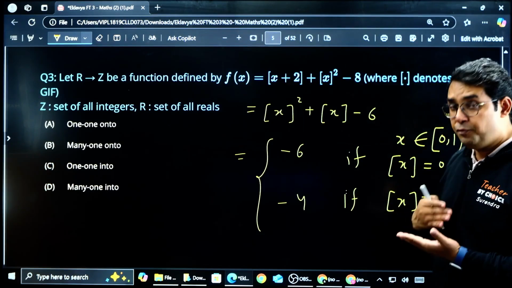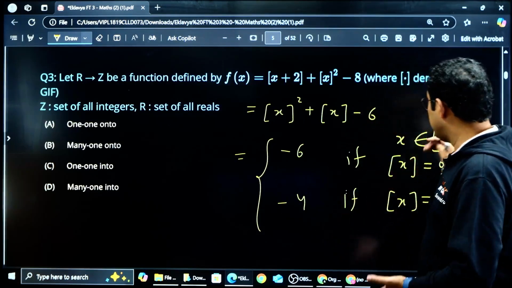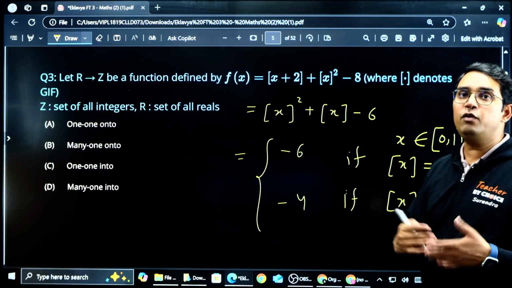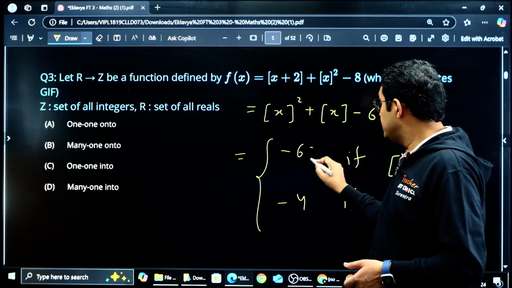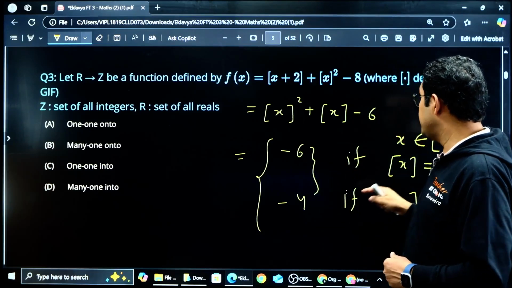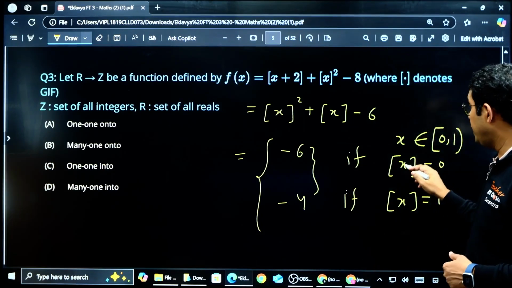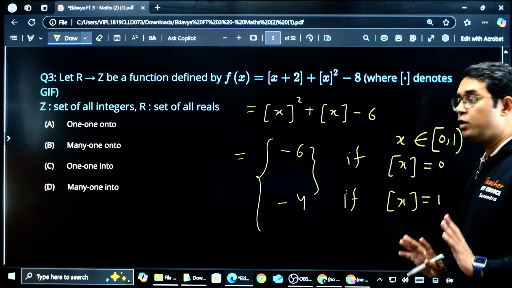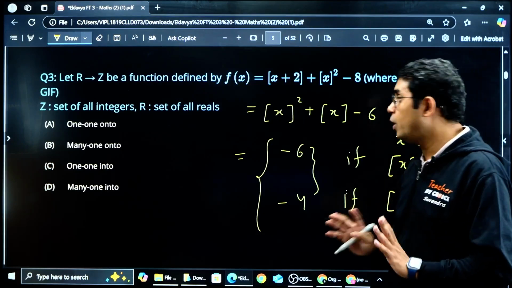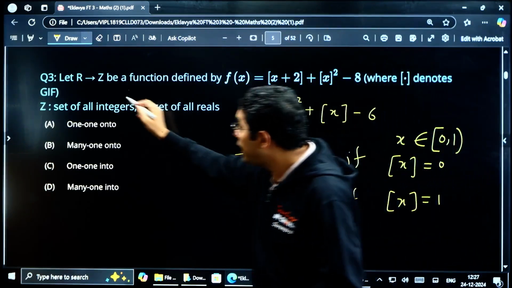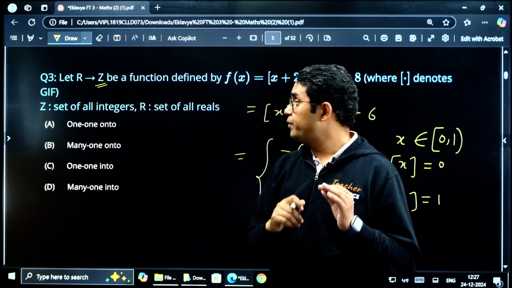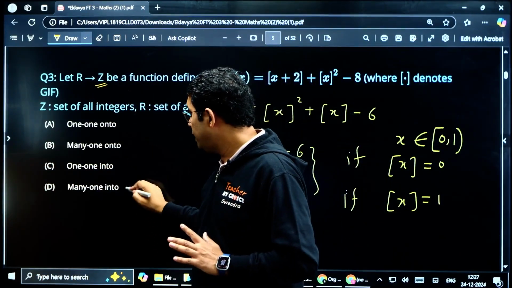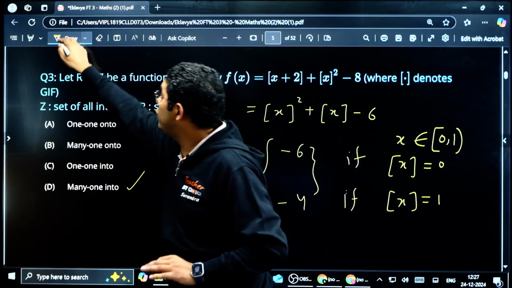Now please see, if I keep inputting values of x, my values of [x] will be either 0, then 1, then 2, and so on. You cannot have a value in between 0 and 1, but you can see we are jumping the values here. If I put [x] equal to 0, or then if I put it as 1, minus 5 I am not able to get, and I think this value can never be obtained, and hence this function cannot have Z as the range. Its range will be a proper subset of Z. So this function is many-one and into. So the answer is D for this question.